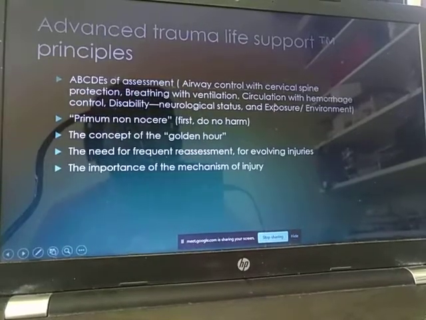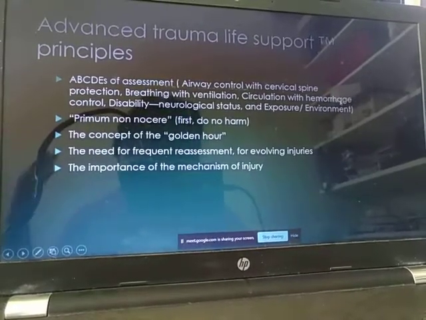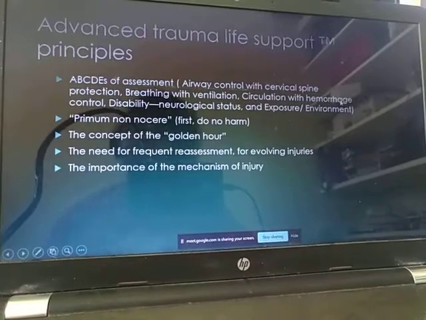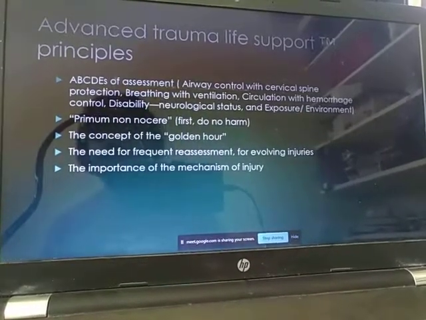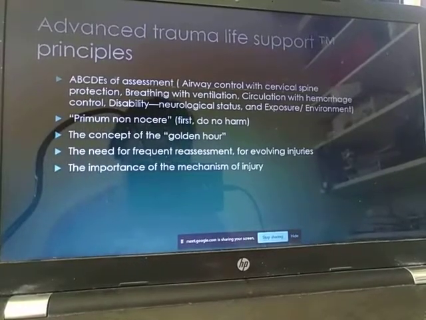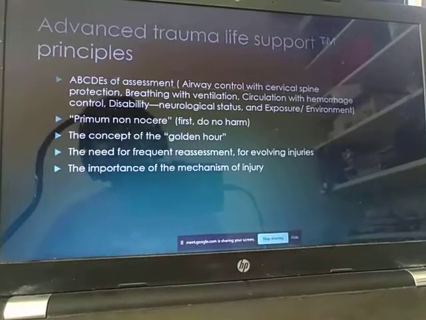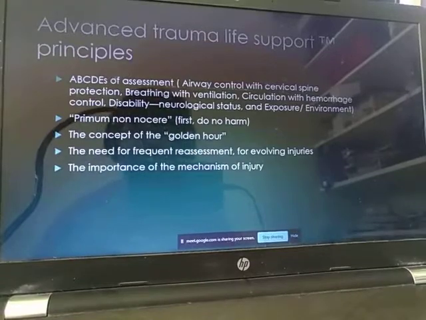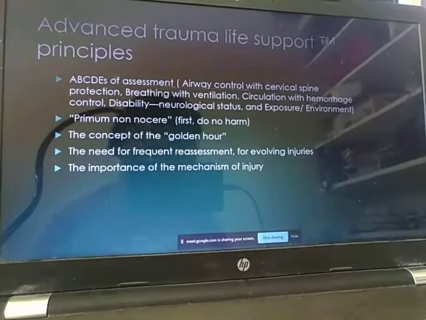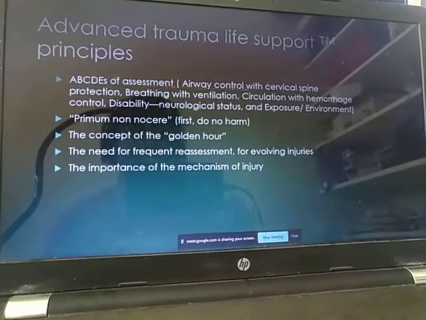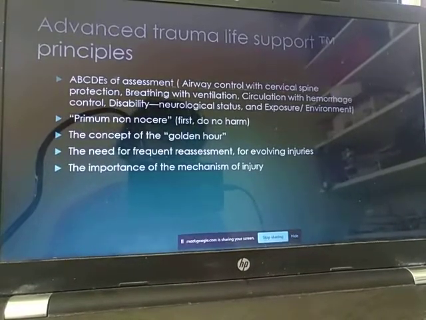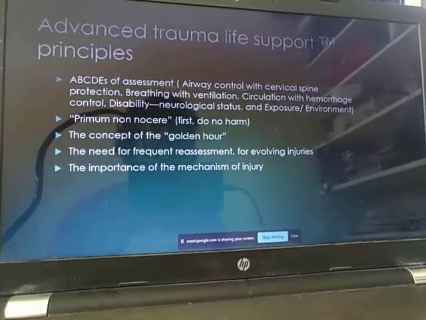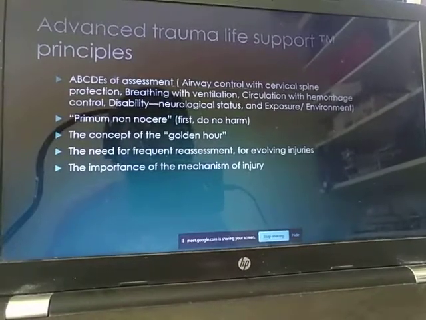For C, it's circulation with hemorrhage. We have to see if there is any major vessel severing, if there is major hemorrhage happening, because the patient can go into hypovolemic shock if there is a major loss of blood. So we have to immediately go for hemostasis, that is, to stop the bleeding from occurring. We have to check either the head and neck region, or if there is a torso bleed, we have to call the particular department, general surgery most of the time.